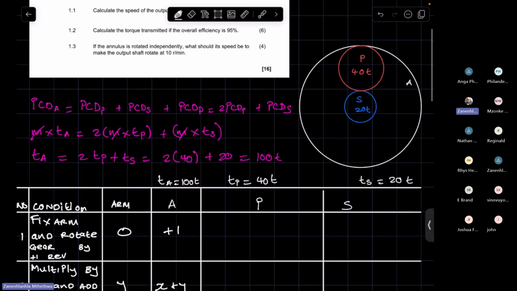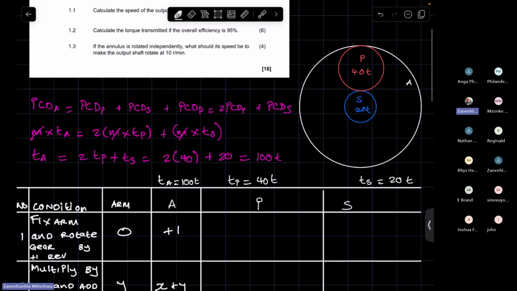So essentially, we have all the number of teeth of our gears. So it means we can complete condition 1. So this is what I meant by: you have the number of teeth of all your gears, then that is all you need to complete condition 1. Are we clear here?